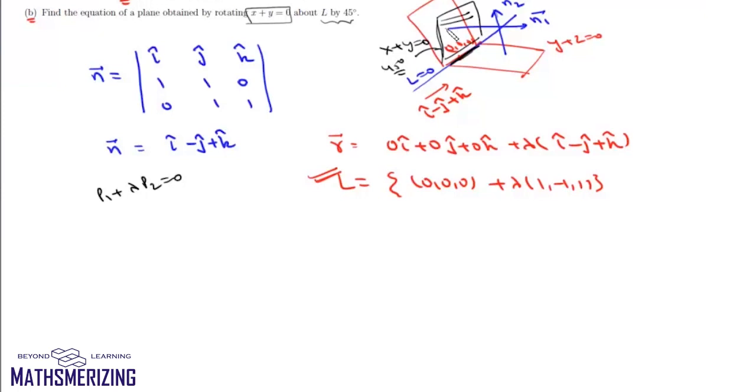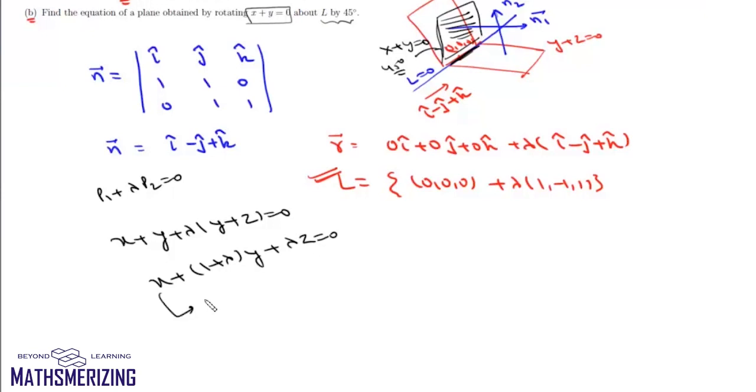So we can write the equation of this plane as x plus y plus lambda y plus z equals 0. Then the equation of this plane will be x plus (1 plus lambda) y plus lambda z equals 0. Now the direction ratios of this plane are 1, 1 plus lambda and lambda. Now the direction ratios of the plane represented by x plus y equals 0 are 1, 1, 0.